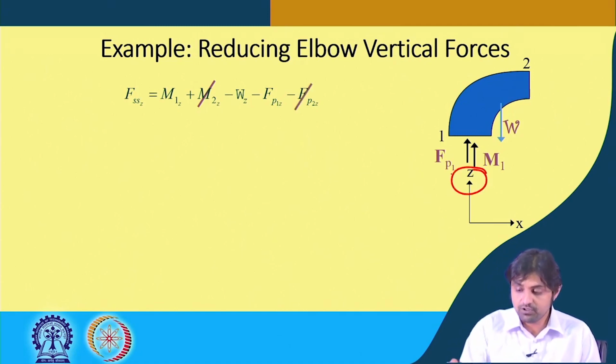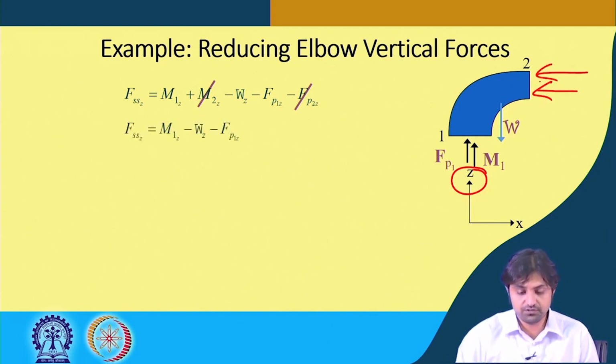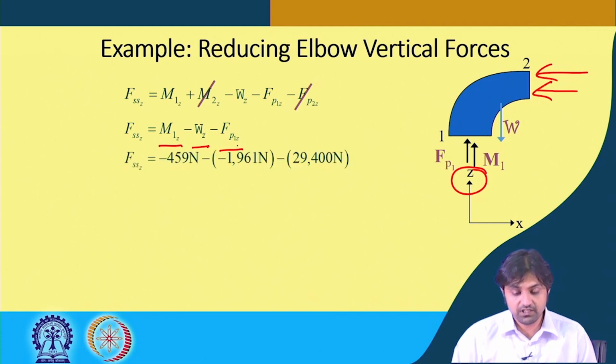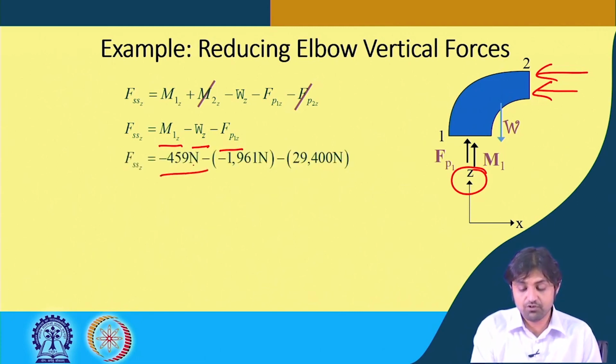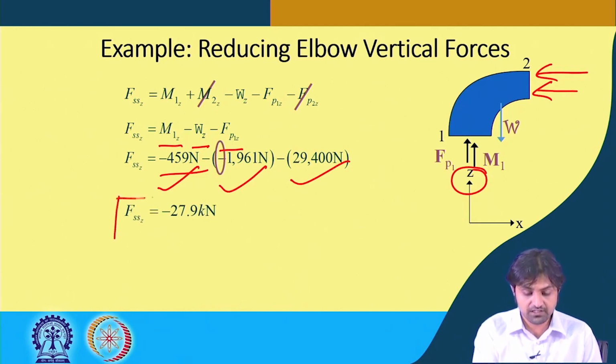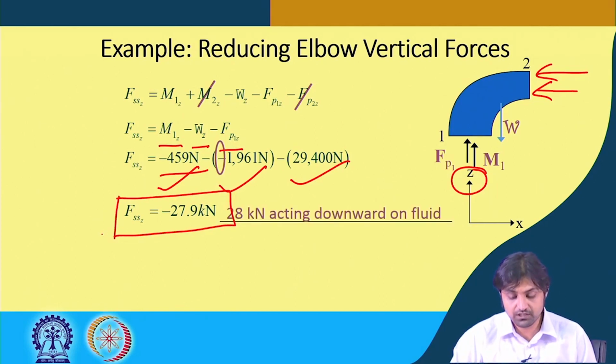So m2z, because this is horizontal, is 0, and similarly the pressure forces are 0. So Fssz is m1 minus wz minus fp1z. m1z we found out was minus 459 Newton, the weight we already found out, and this we calculated in the one slide before. Then this minus minus becomes positive, but still Fszz comes to minus 27.9 kilonewton.